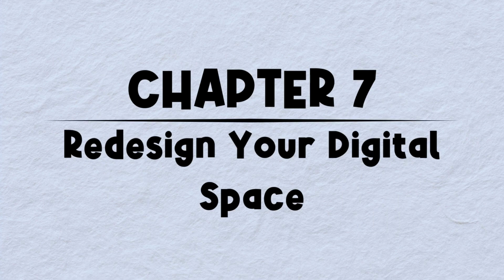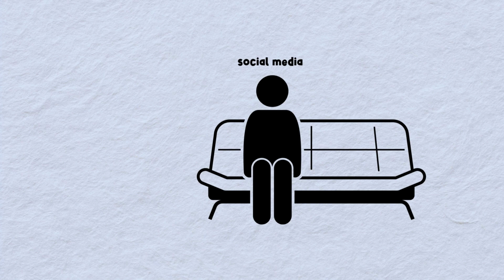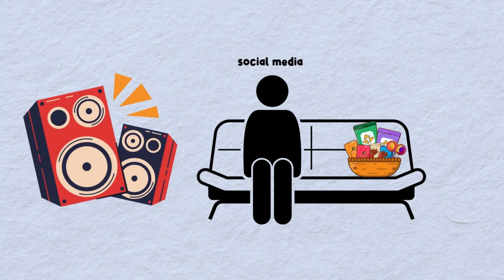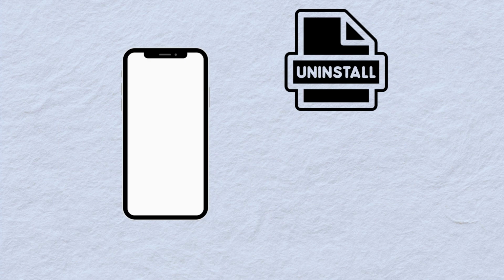Chapter 7: Redesign your digital space. Think of your phone like a house. Right now, social media lives on the front porch with snacks and loud music. What if you made it live in the attic instead? Clean up your home screen. Remove the endless feed apps.